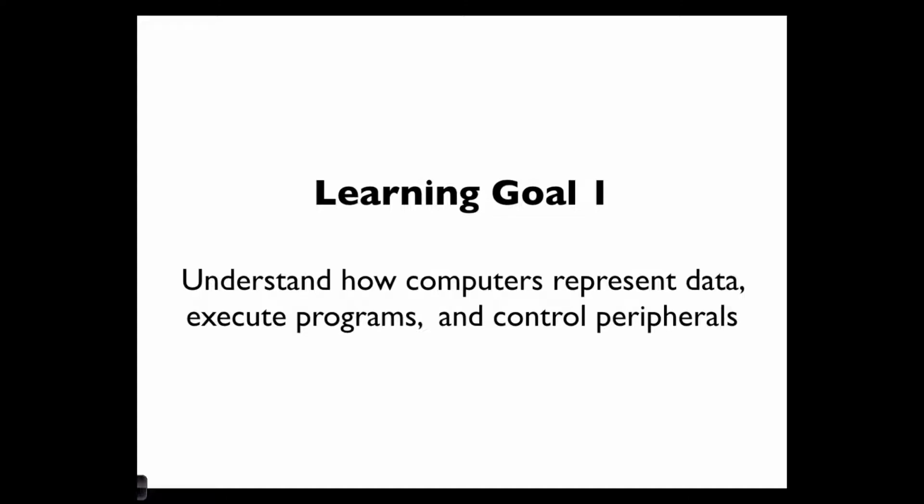Okay, so what are the learning goals of this class? Well, the learning goals are basically to understand how computers represent data, execute programs, and control peripherals. What does that mean? Well, when you took CS 106A or an AP class in computer science, you learned about programming, right? And then you took CS 106B and you learned about making programs efficient. You learned about n squared and logarithmic behavior, and about hash tables, and linked lists and all that.